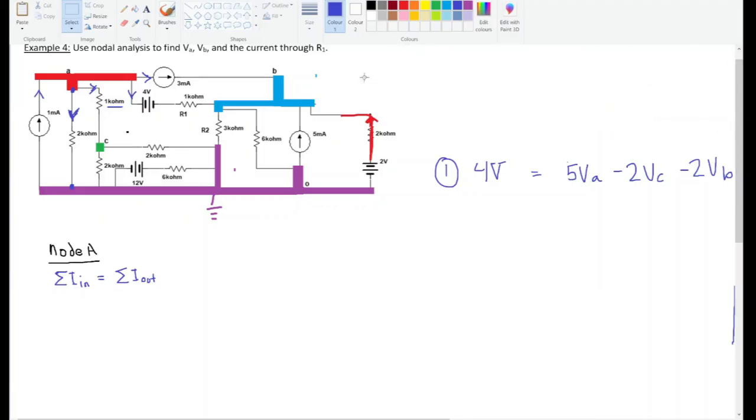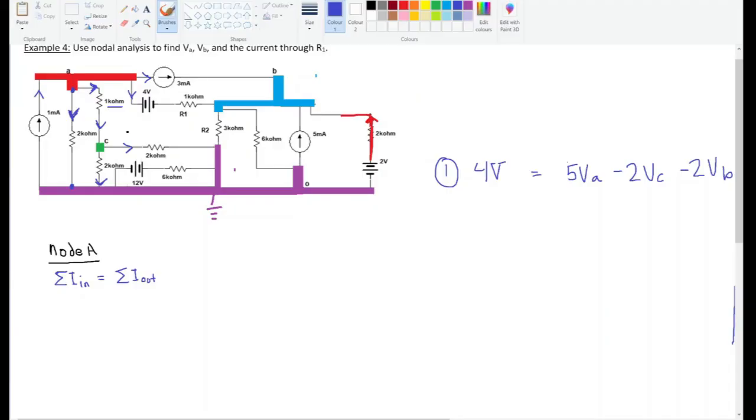Okay, so let's get rid of that. Next, we're going to do node C. Node C looks easy, so we'll do node C. We have this current coming out of node A going into node C, so we'll keep that going. We need to make sure we're consistent. Here we can just decide which direction we want. I'll say it goes that way, and this one I'll say it goes that way.